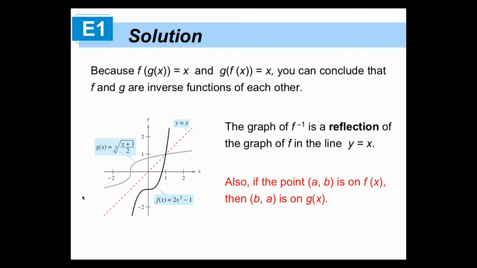The other thing to remember is if any point on the function is listed as (a, b), when you flip it over that line, the new point becomes (b, a). In other words, the x and y coordinates switch. For instance, if the point (3, 53) is on the original function, then on the inverse function would be the point (53, 3). So again, the x and y coordinates switch places.